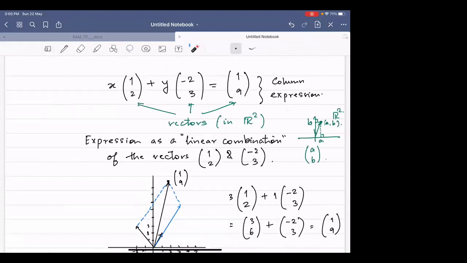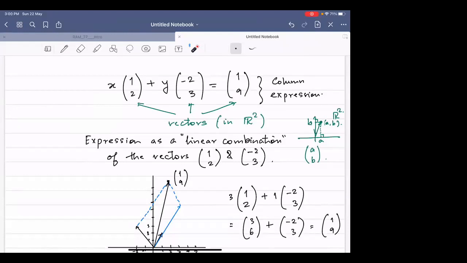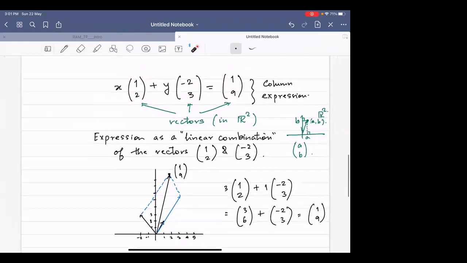So have you heard about linear span? Yes, it was there in the prerequisites. Okay, so then 1, 9 lies in the linear span of these two. Why am I saying that? I'm saying that because I could find x and y such that x times this first vector plus y times the second vector is 1, 9. Or the other way, 1, 9 is expressible as something times 1, 2 plus something times minus 2, 3. So 1, 9 lies in the linear span of these two. I hope we got that idea right.